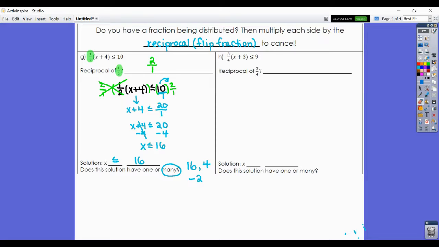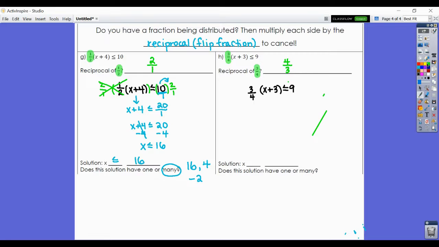Example H, we have 3/4 multiplied to the whole quantity of x plus 3 is less than or equal to 9. So again, I find the reciprocal, which is just flipping the number in front of my parentheses being distributed, 3/4. That would be 4 over 3 when we flip it. So I multiply by 4/3 on each side of my equation here.